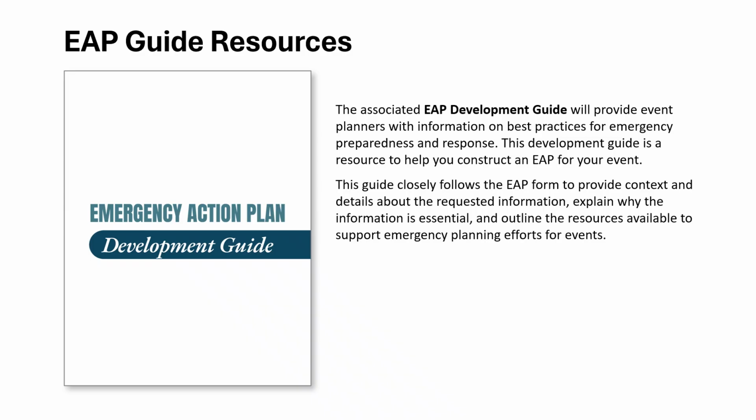Now let's move into resources specific to Section B, event details. These tools and examples help you think through risk factors like crowd size, behavior, and accessibility, each of which informs how you plan for medical, security, and infrastructure needs.